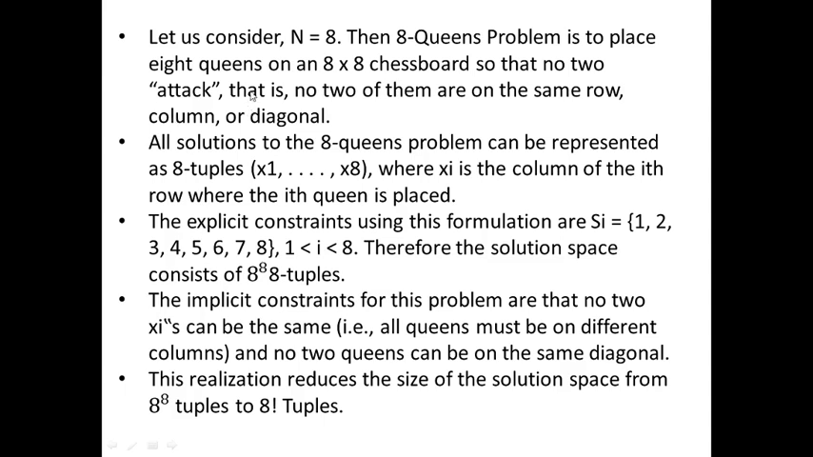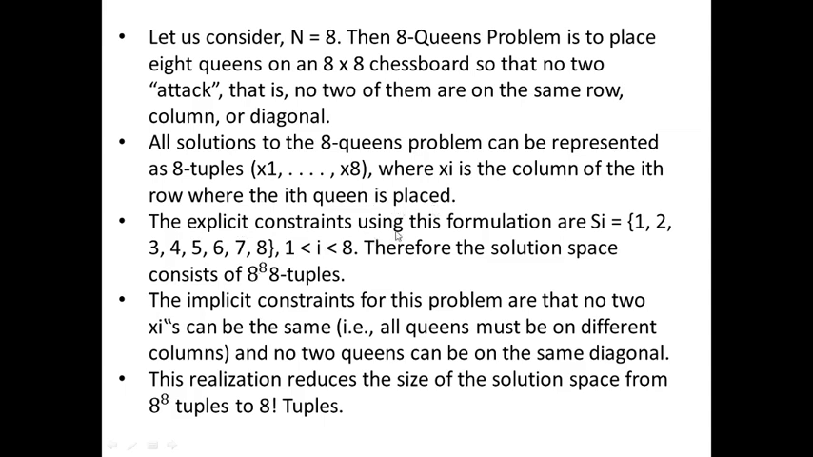Then no two queens can attack, that means they are not on the same row, column or diagonal. A solution vector for this 8 queens problem will be x1 to x8. That means the first row where the queen is placed, the second row where the queen is placed, and so on, where xi is the column of the ith row where the ith queen is placed. We assume that q1 is placed in the first row, q2 in the second row, q3 in the third row.